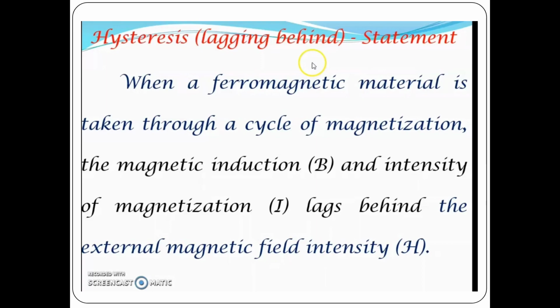So next we are going to see about hysteresis. When a ferromagnetic material is taken through a cycle of magnetization, the magnetic induction and intensity of magnetization lag behind the external magnetic field intensity. This phenomenon is called hysteresis.